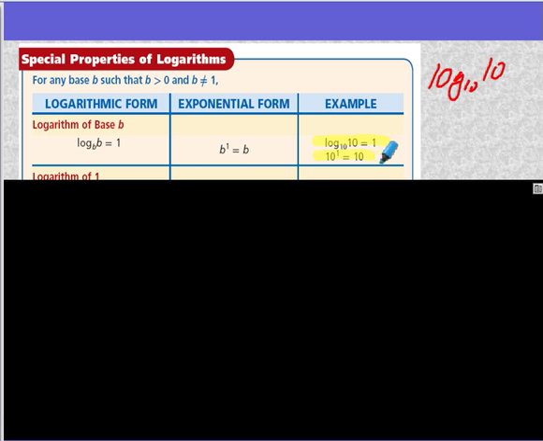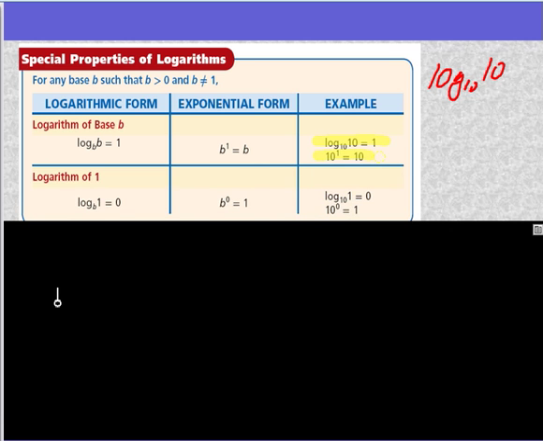Next example, log to the base b of 1 is 0. So any base to the 0 power is going to give you 1, and that's the only exponent that would give you 1. So 10 to the 0 is 1. 300 to the 0 power is 1. So it doesn't matter what base it is. If you're doing a log function of 1, it's going to be 0.